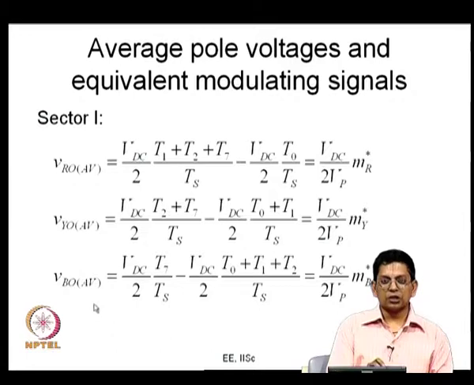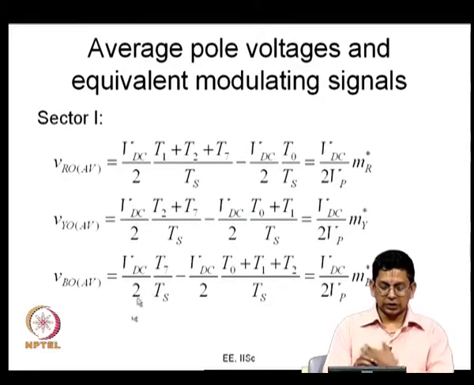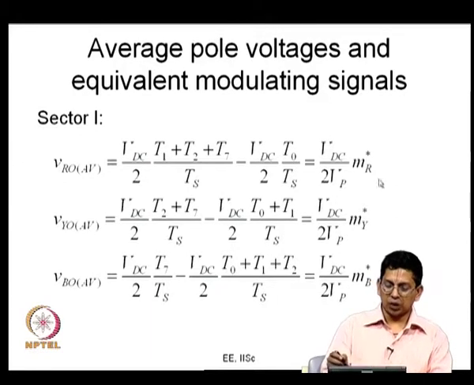Again, for VBO average, the top device is on only during the interval T7, and the bottom device is on during the intervals T0 plus T1 plus T2. So, like this you can do the calculation now. You can just complete this. You will have different expressions for VRO average, VYO average and VBO average in the different sectors as I mentioned before, and you can go about deriving an expression for these 3 phase average pole voltages, which are the equivalent modulating signals as I mentioned earlier.